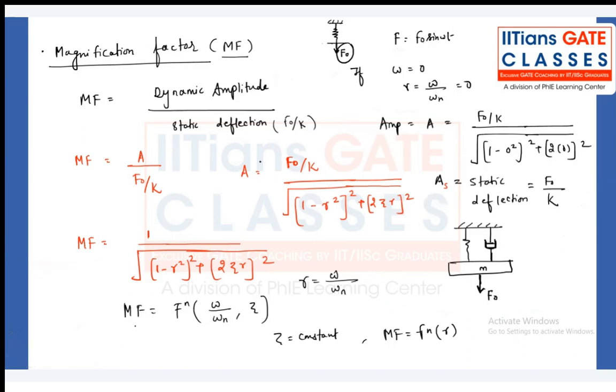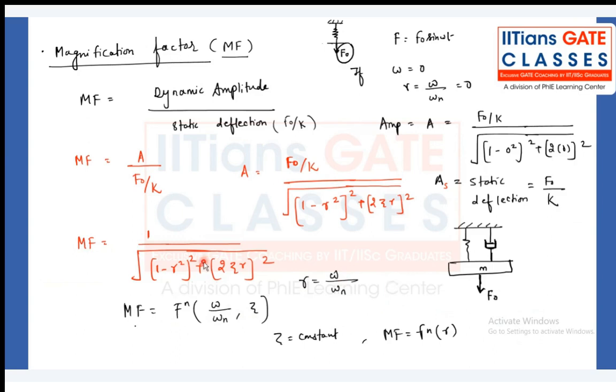You will come to know if you write down the A formula, the steady state response we just got: F naught by K under root of (1 minus R square) whole square plus (2 zeta R) whole square. My dear friend, if you take this formula A divided by F naught by K, you are going to get the amplitude magnification factor formula. From this formula, you will come to know that the magnification factor is a function of omega by omega n and zeta. Again, R is nothing but omega by omega n, which is also called the frequency ratio.